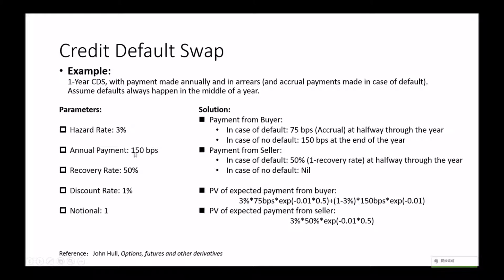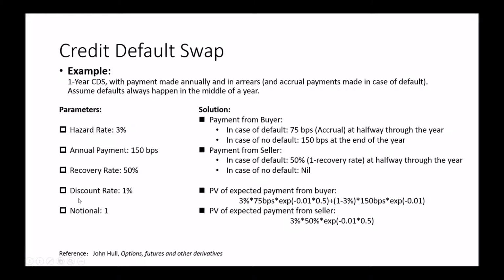And the annual payment from the buyer will be 150 basis points. The recovery rate of the bond will be 50%. That is, the loss from the credit event will be 1 minus the recovery rate, that is also 50%. So the buyer will receive 50% of the notional amount from the seller, because that is the amount that is lost.